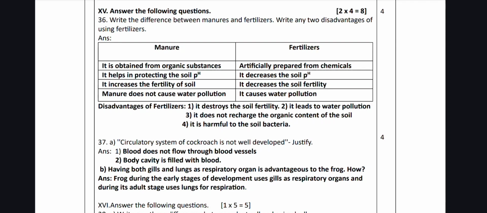So manure is a natural base. So the cow dung, or the animal waste, the plant waste, the kitchen waste, all these are very natural substances. So it will not cause any water pollution.